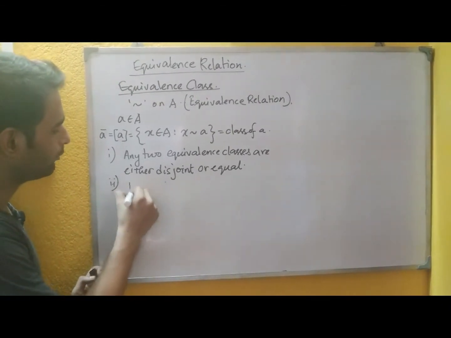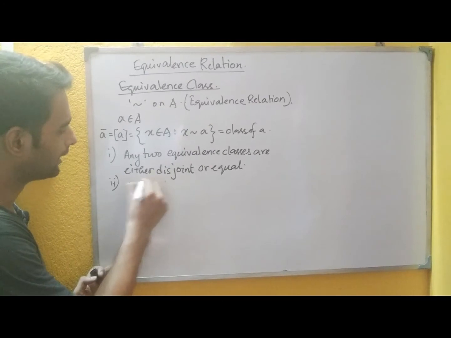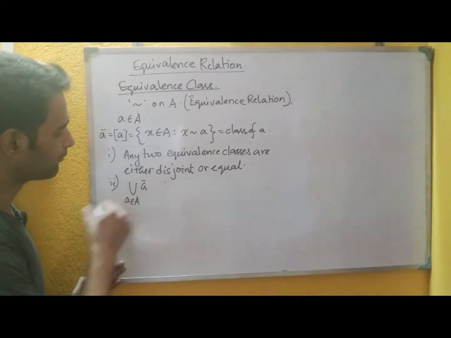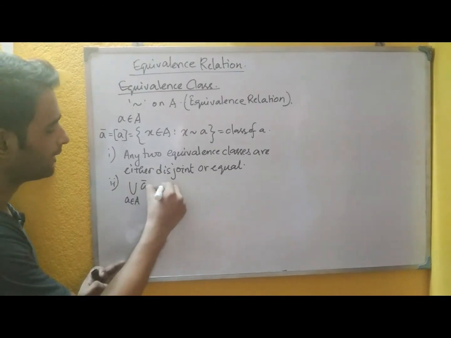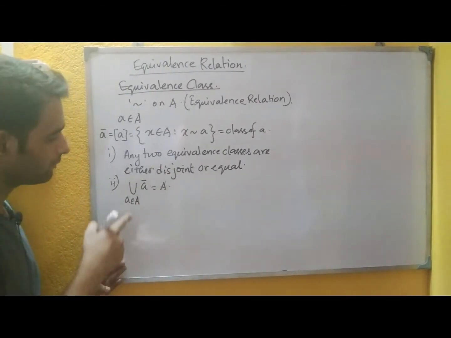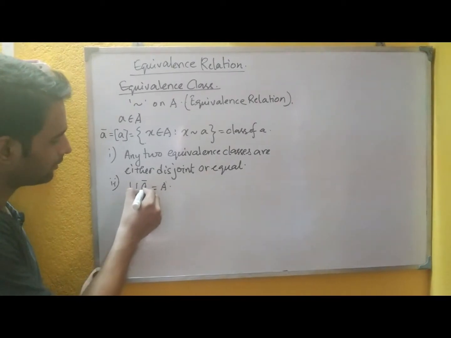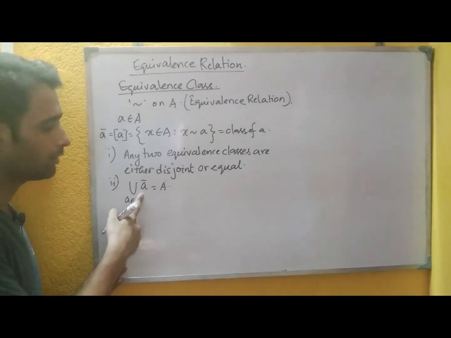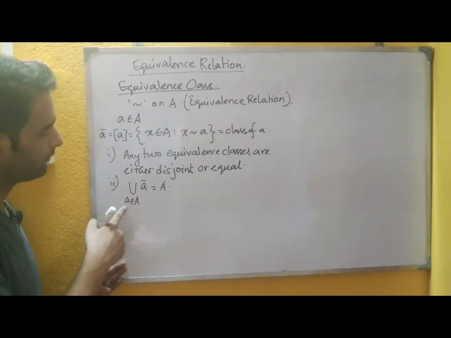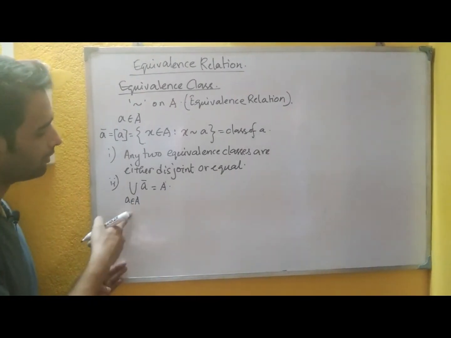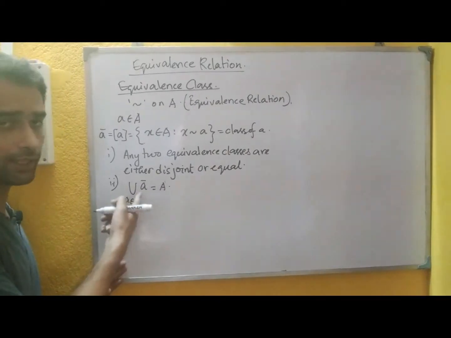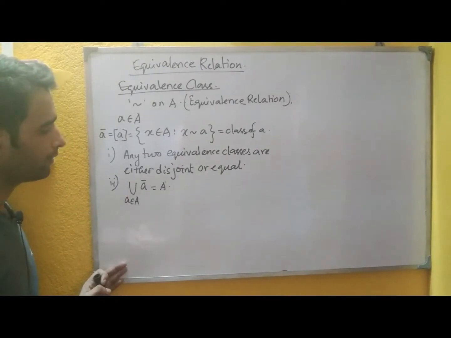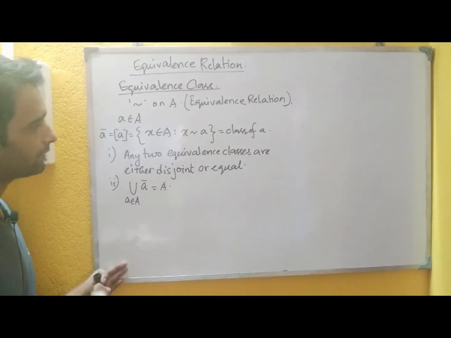if you take the union of all the equivalence classes where the element is taken from A, you will get back A. Also, you observe that all the equivalence classes may not be distinct, because it can happen that for some a or for some b belonging to capital A, the class of a and class of b becomes equal. Okay, so we will see it.